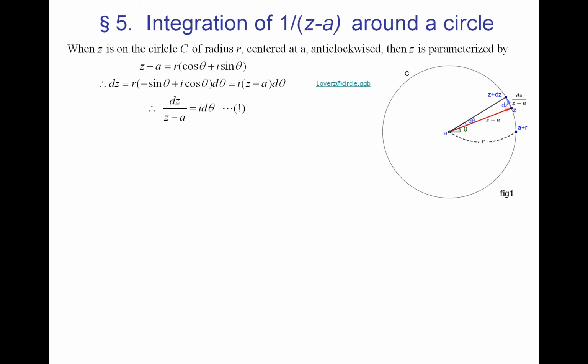Section 5, integration of 1 over (z minus a) around the circle. In the previous section, we discussed that there is no primitive of 1 over z, but the integration exists. It only varies in accordance with the path. Here we are going to find the value of the integration.